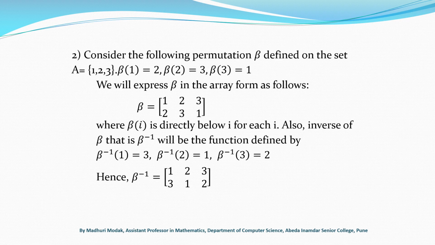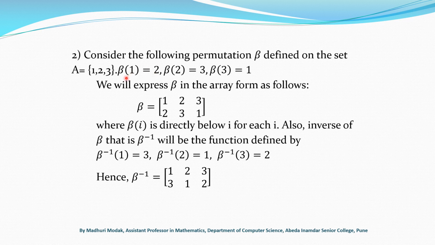Now see another permutation beta defined on the same set. Here beta(1) = 2, beta(2) = 3 and beta(3) = 1. Again see, 1 and 2 are distinct elements. Their images 2 and 3 are distinct. 1 and 3 are distinct elements. Their images 2 and 1 are distinct. 2 and 3 are distinct elements. Their images 3 and 1 are distinct. So distinct elements have distinct images, which means it is 1-1. At the same time, the codomain contains 1, 2, 3. So 1 has pre-image 3, 2 has pre-image 1 and 3 has pre-image 2.